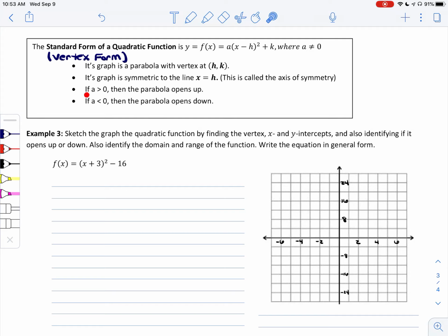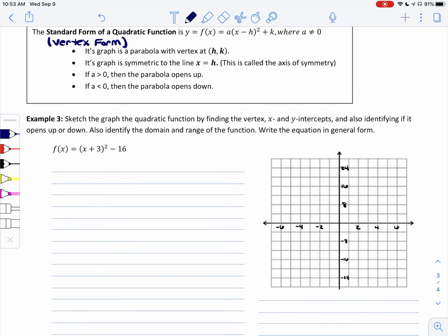And then just like we saw before, if a is positive, our parabola opens up. If a is negative, that would be an x-axis reflection, so our parabola opens down. All right, so let's go ahead and look at an example of graphing one of these.